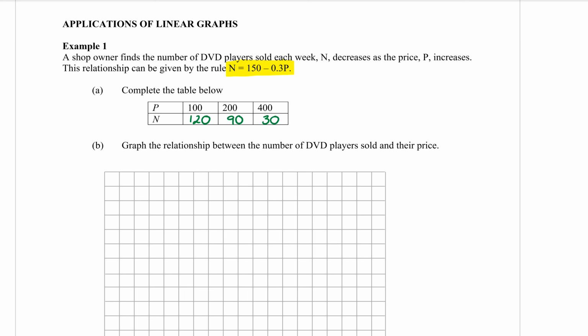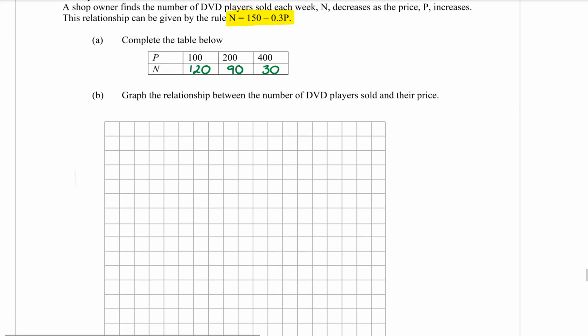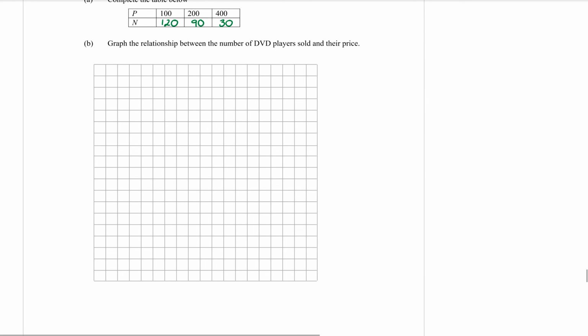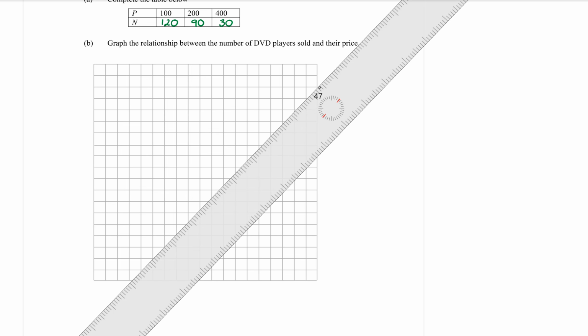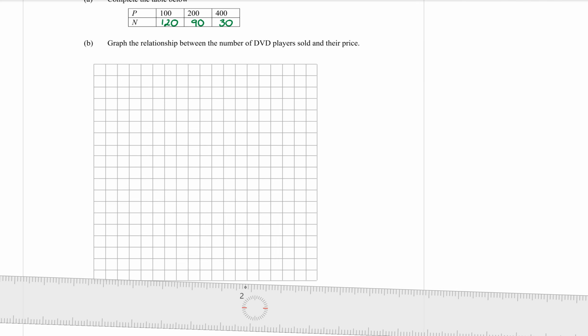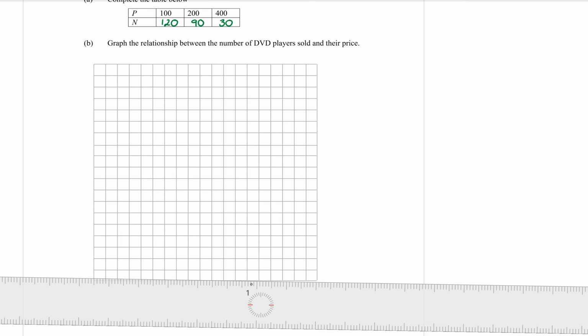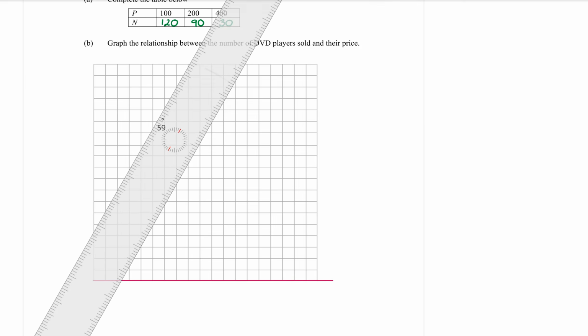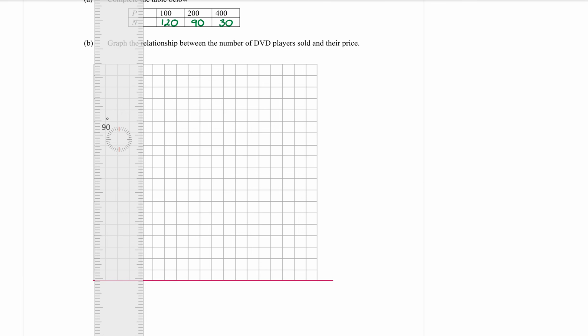Okay, once we've managed to fill in the table, then we want to graph the relationship between the number of DVD players sold and their price. So it means we just want to draw the graph. So I'm going to use my ruler just to make my axes look right. Now, because we don't have any negative values in here, we can draw up an axis that is just like the first quadrant of our Cartesian plane because we don't have any negatives. So just all in one corner here.